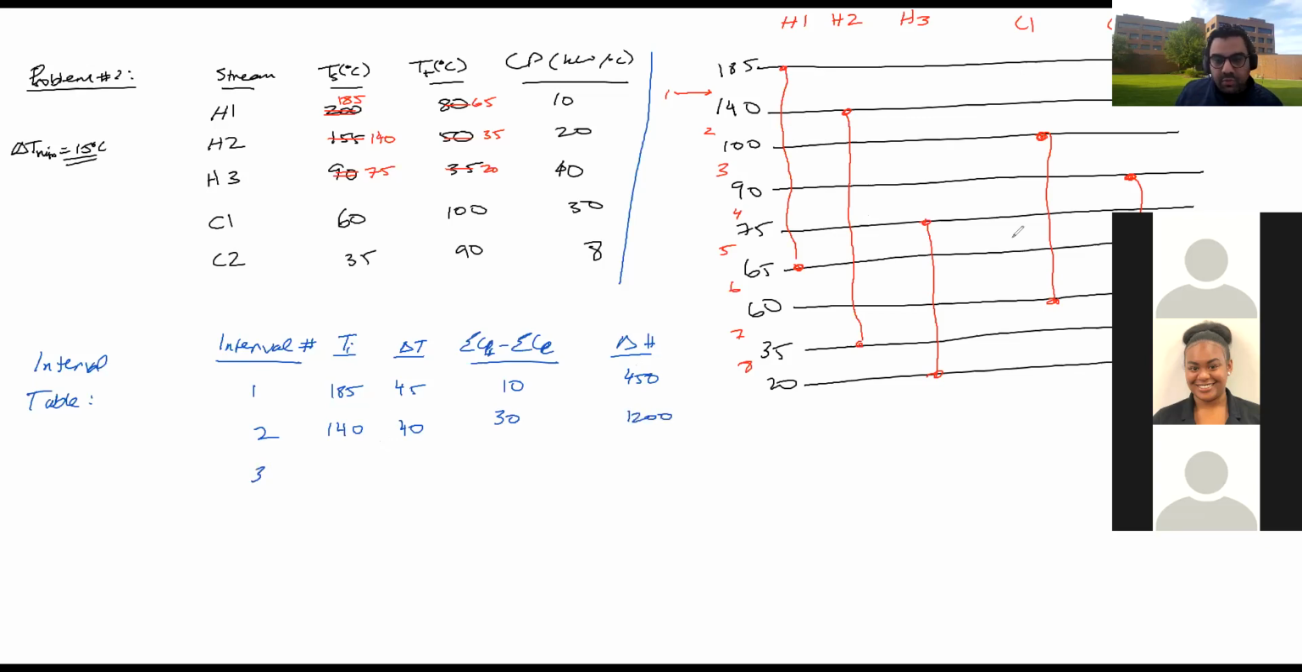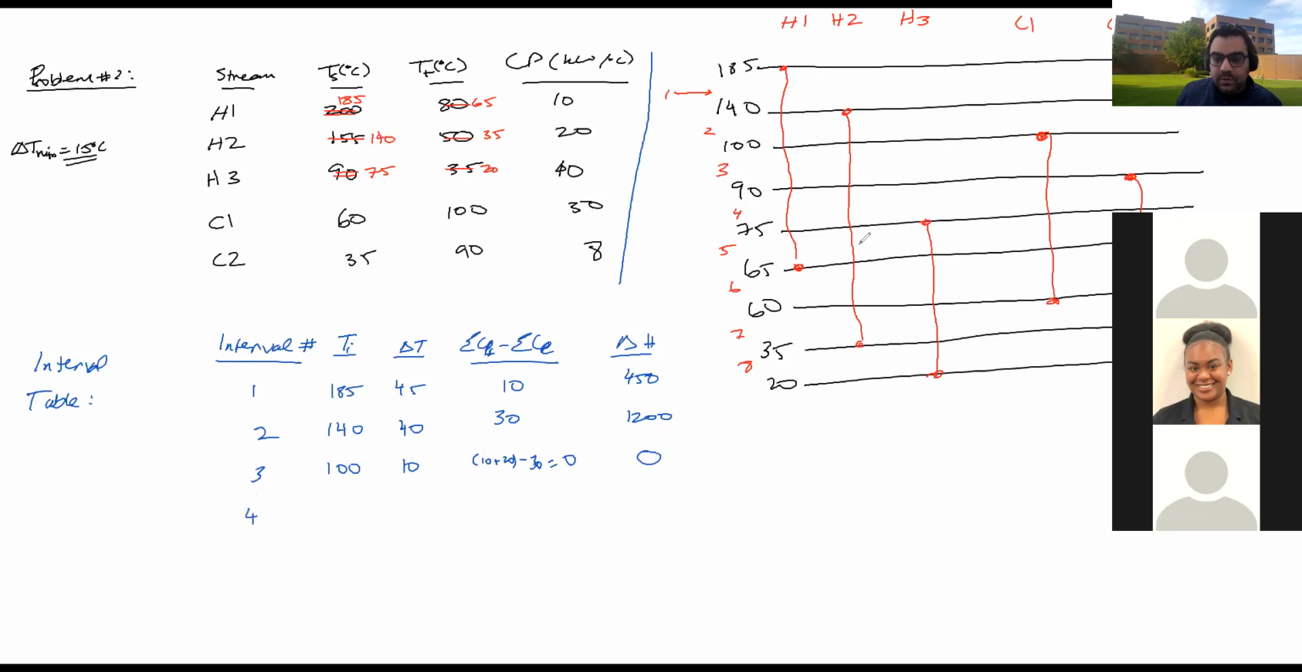Okay, interval 3. The initial temperature of this interval is 100. The length of this interval, delta T, is 10. Summation of Cp hot minus summation of Cp cold. I have two hot streams, H1 plus H2, so it's 10 plus 20 minus one cold stream, which is C1. So C1 is 30, right? Minus 30. So in this case, 30 minus 30 is 0. So delta H in the stream is actually 0.